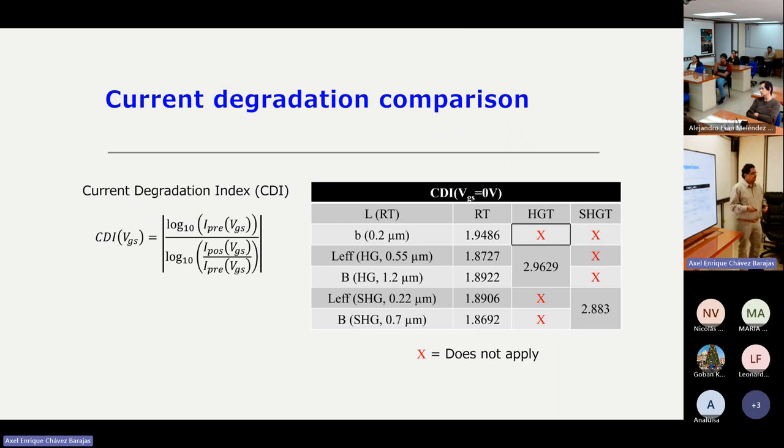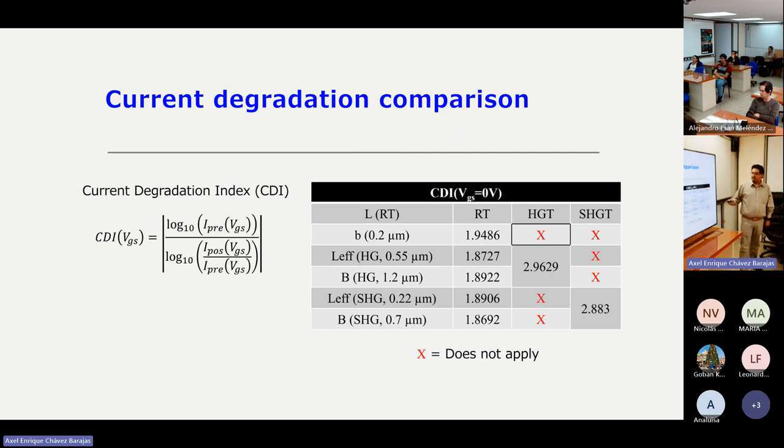Now we are also making a numerical comparison of the current degradation of the devices. We are using this figure of merit, the current degradation index, as included in this equation. With this index, the higher the number, the less the degradation of the device. As seen here in the table, the best performance is achieved by the Hall-less transistor.